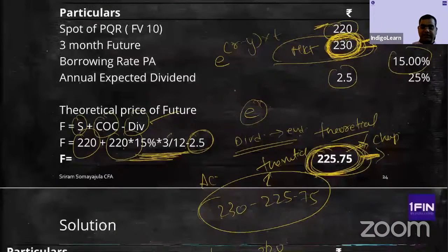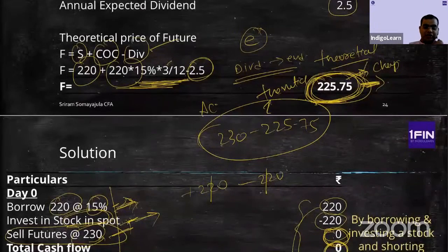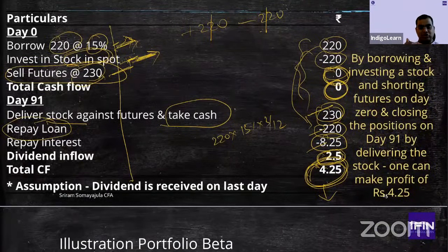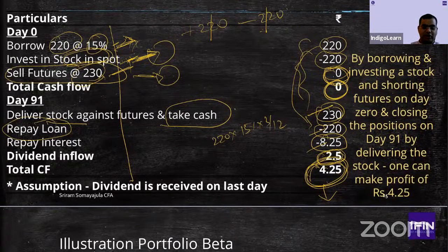Why is this a non-risky way? Because your gains and losses in stock will get offset by gains and losses in futures. You're entering into back-to-back transactions, so that all your gains and losses on stock are hedged by your transactions in futures, and you're doing all of this by borrowing some money at 15%, right? So this is the way in which you make a riskless profit of 4.25 when your current market price is higher than your theoretical price of 225.75.